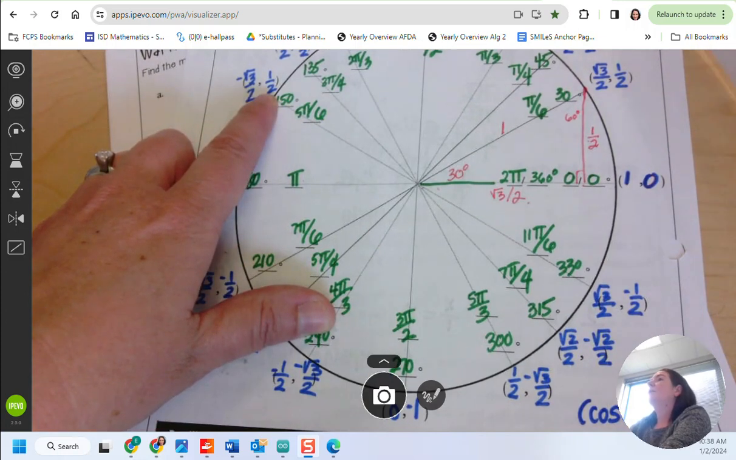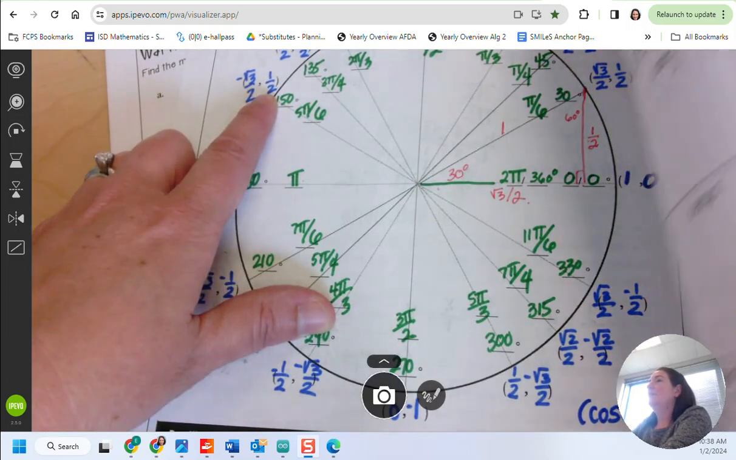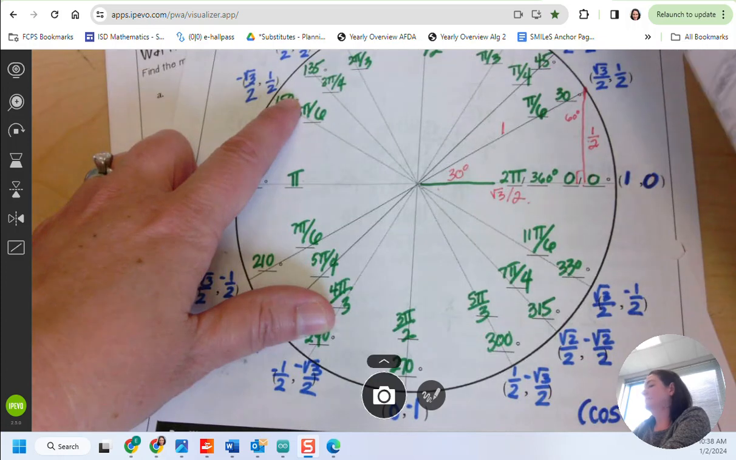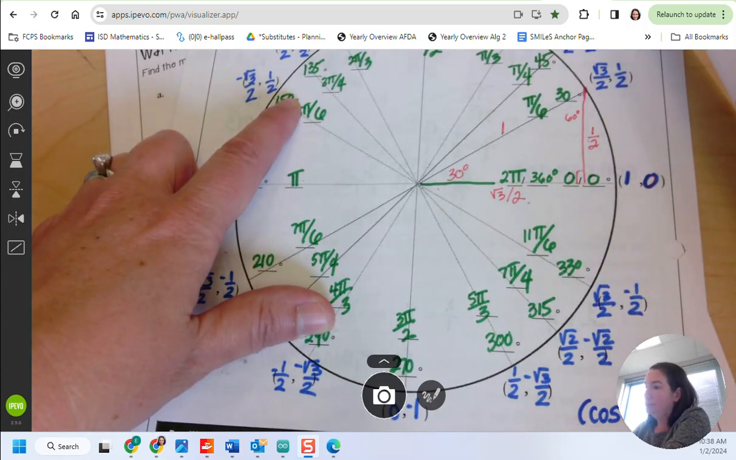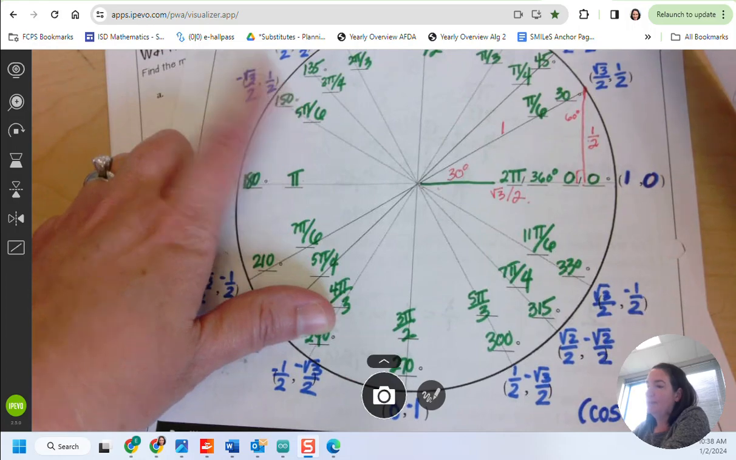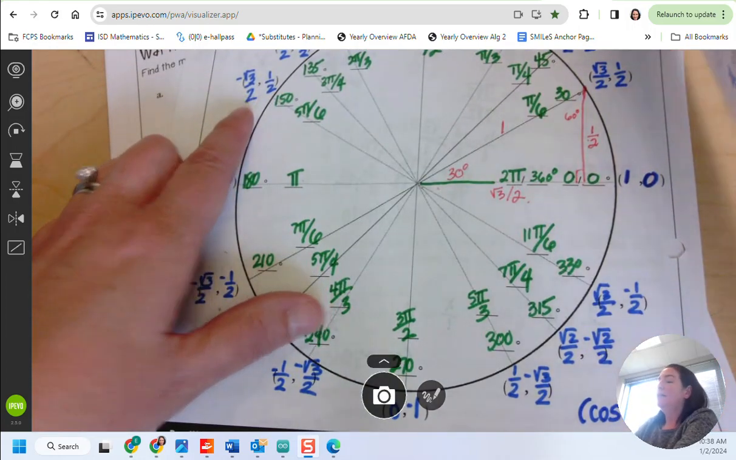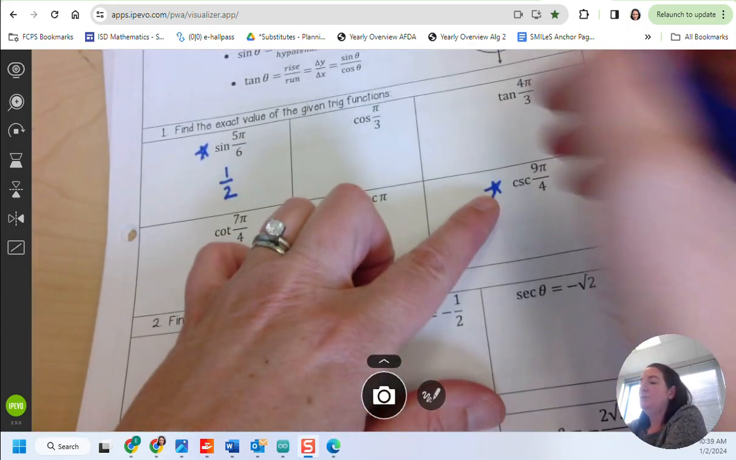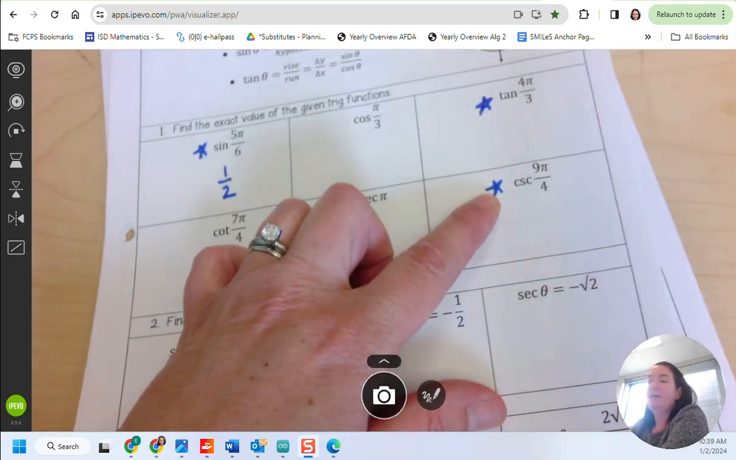Okay? Sometimes the problems are that easy. Cosine is the x, sine is the y. We're going to have to do a tangent together too. Okay, so sometimes they're easy like that. Let's go and do, before we do this one, let's do tangent together.